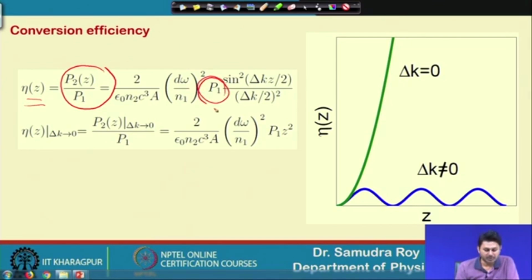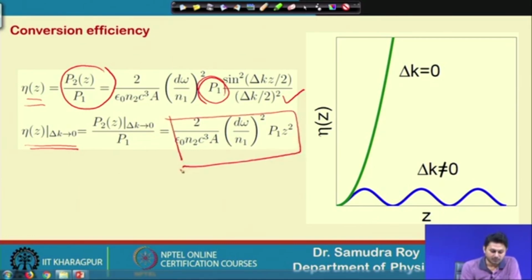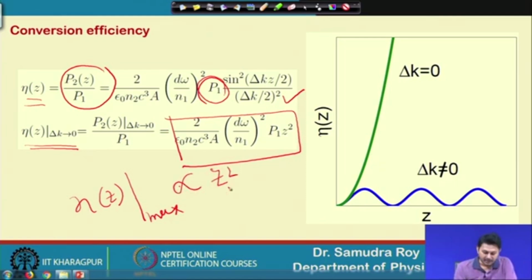So, it is proportional to pump power and this sinc value, and again the efficiency is maximized if P2 is maximized, and this condition is already derived in the previous case, and we will have some relationship here. The most important thing is that this quantity will be maximized, and if this is maximized it will be proportional to z square, which is very important under delta k equal to 0, because only if delta k equal to 0 will we have this quantity proportional to z square.